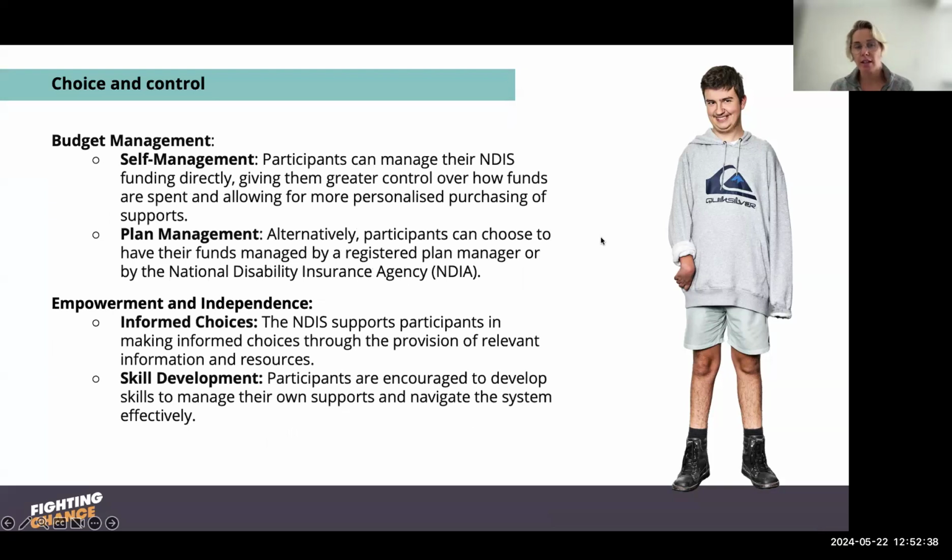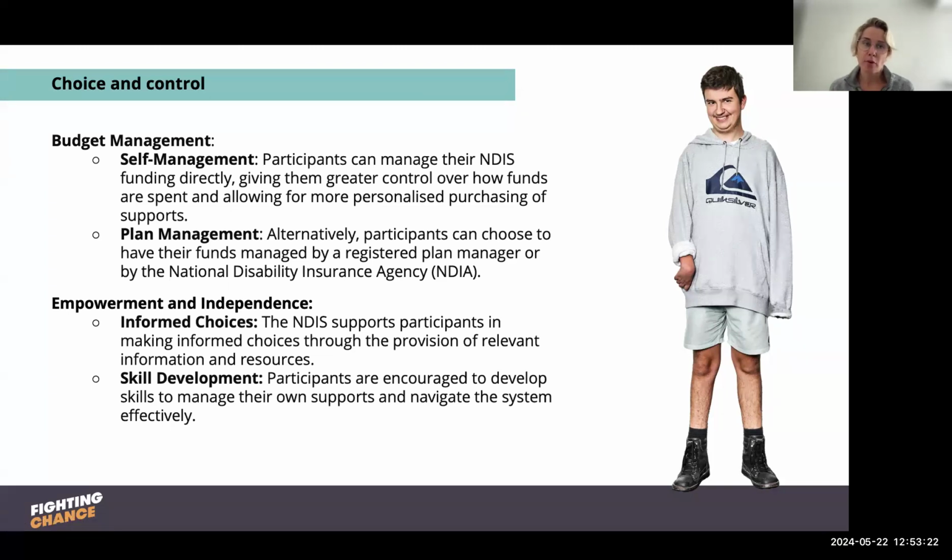They also mean that, like I mentioned, you have the choice of how you manage the plan, and you have the opportunity to be empowered around informed choice and skill development. So you're encouraged through the LAC or support coordinator to build your understanding to be able to navigate the system. They've got the app, they've got the portal through MyGov. They have a lot of great resources on the NDIS website. So they do encourage that skill development, to have that understanding, to have more choice and more control.